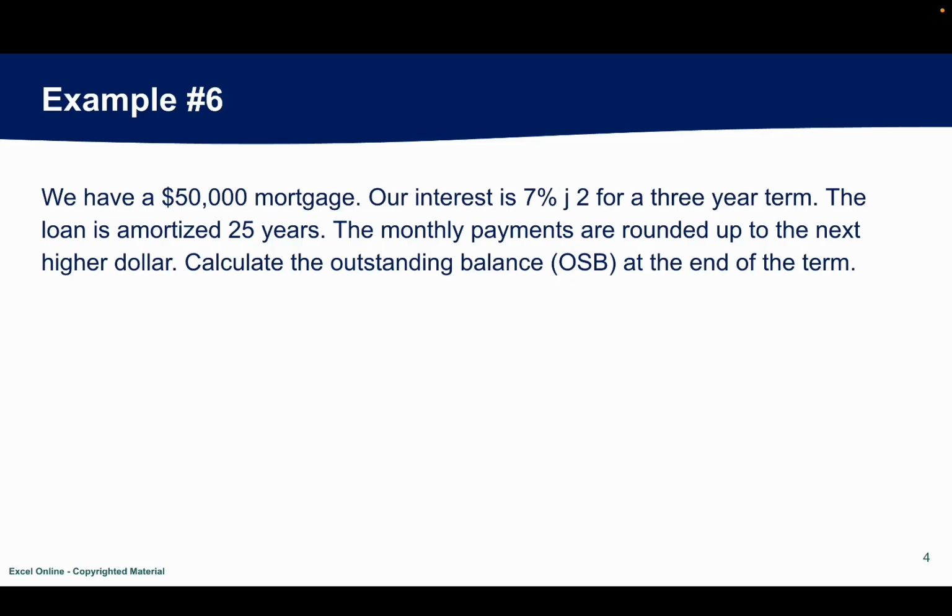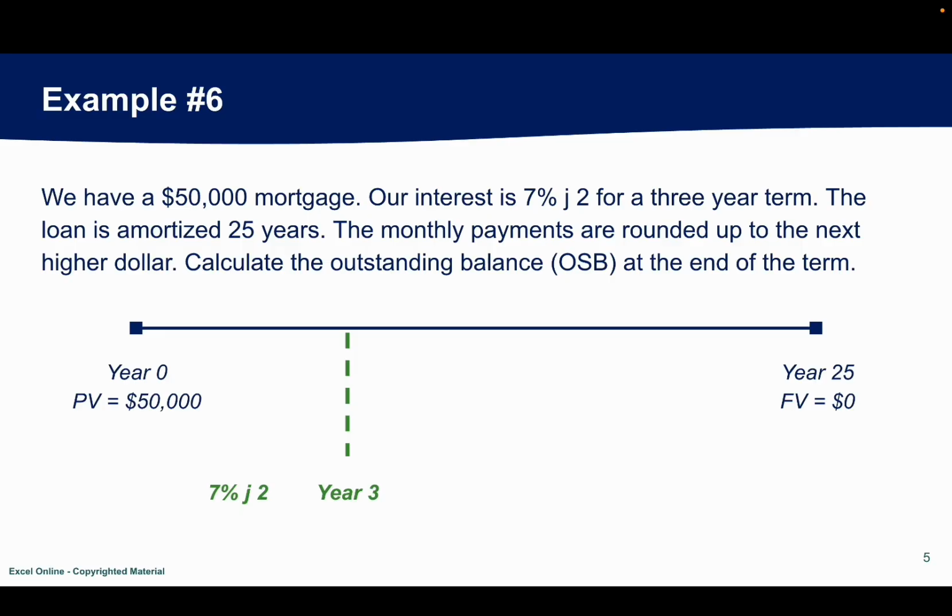So an OSB question may look like this. The mortgage amount is $50,000. The interest rate is 7% J2 for a 3-year term. Amortization of 25 years, and the monthly payments are rounded up to the next higher dollar. Calculate the outstanding balance, OSB, owing at the end of the term.